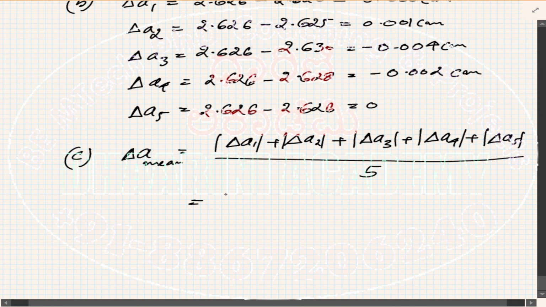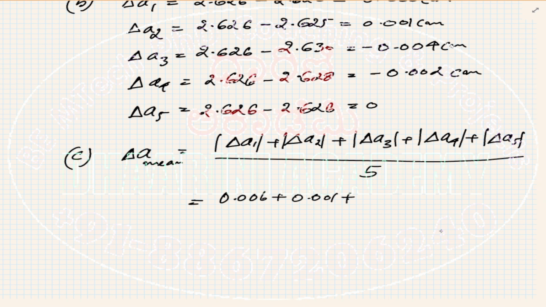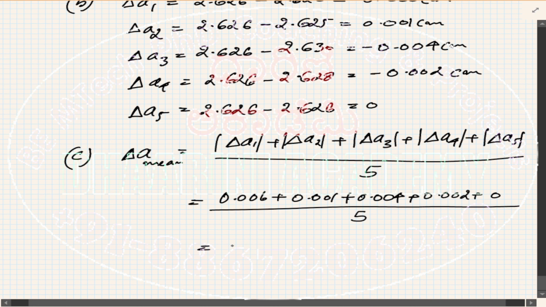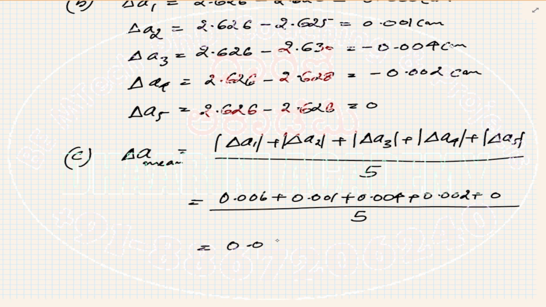Okay, so the first term is plus 0.006, which remains as it is. The second is also positive, so 0.001. You see the third one is actually negative, but we write a positive here because it is a magnitude term. Only consider magnitude, no sign. So plus 0.004 plus 0.002 plus 0, whole divided by 5. So this becomes 0.003.